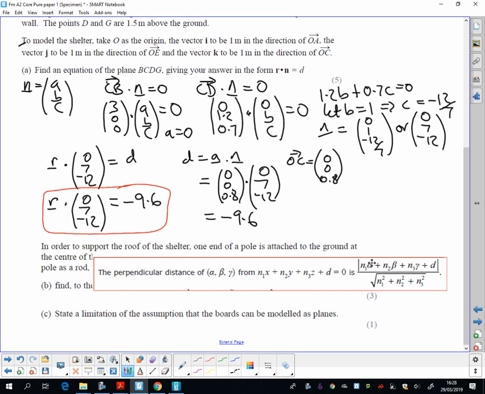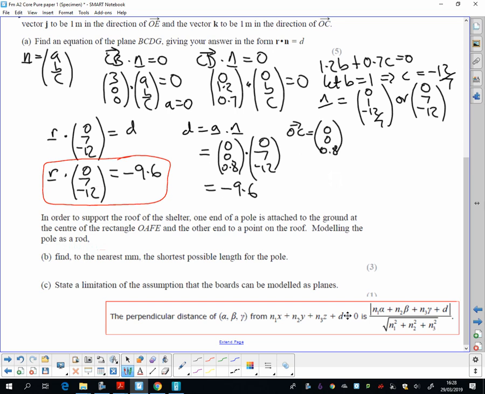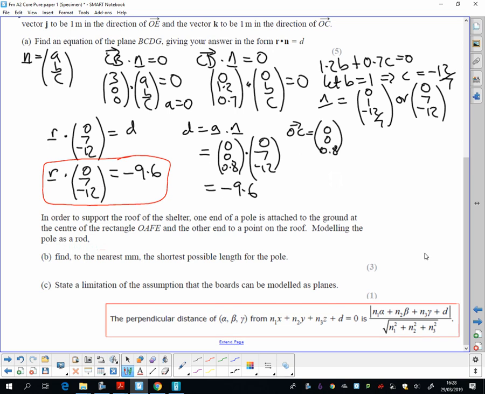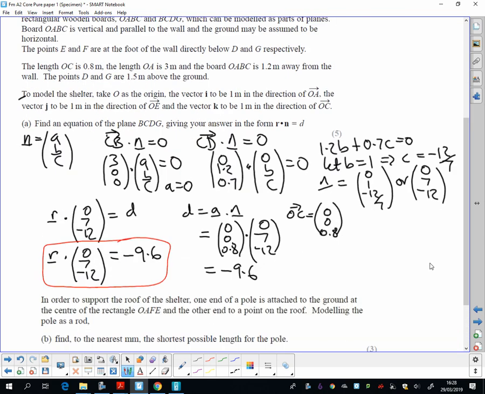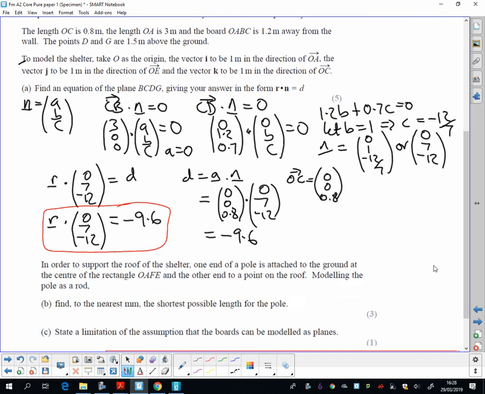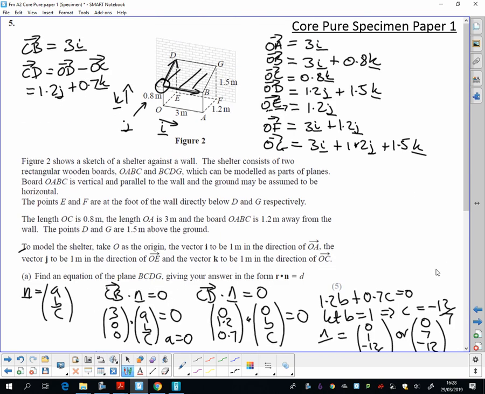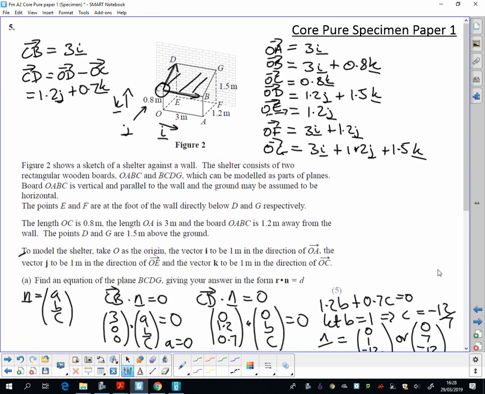Okay, now we can look at the second bit. So it's going to support the roof. One of the poles is attached to the ground at the centre of OAEF and the other point to the roof. And we want the shortest possible length. Okay, so it's going to be in the middle here and go up. So the shortest possible length is going to be if that is perpendicular to the ground.